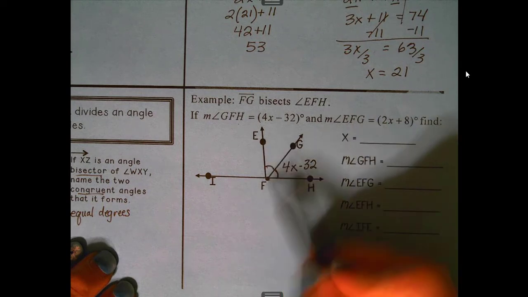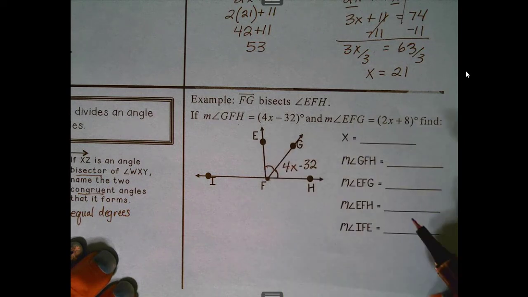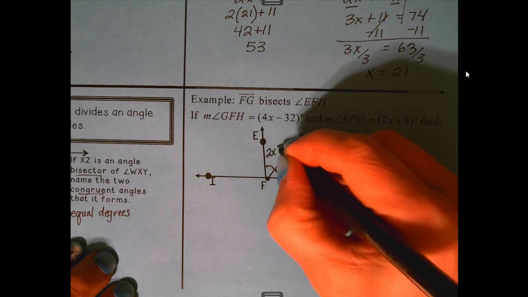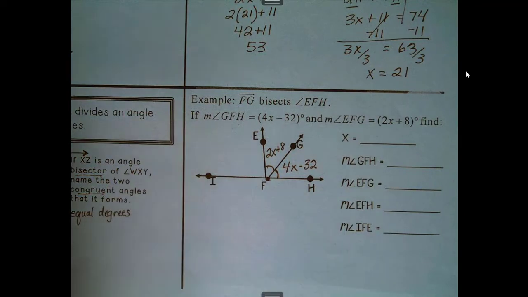EFG, that's the other angle, is 2x plus 8. Now, that's all they give us. So I was like, okay, what can we do? How can we set up an equation?